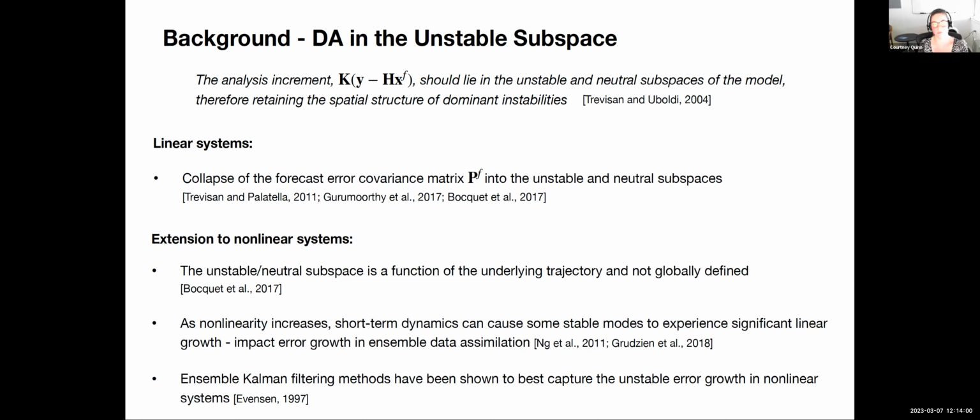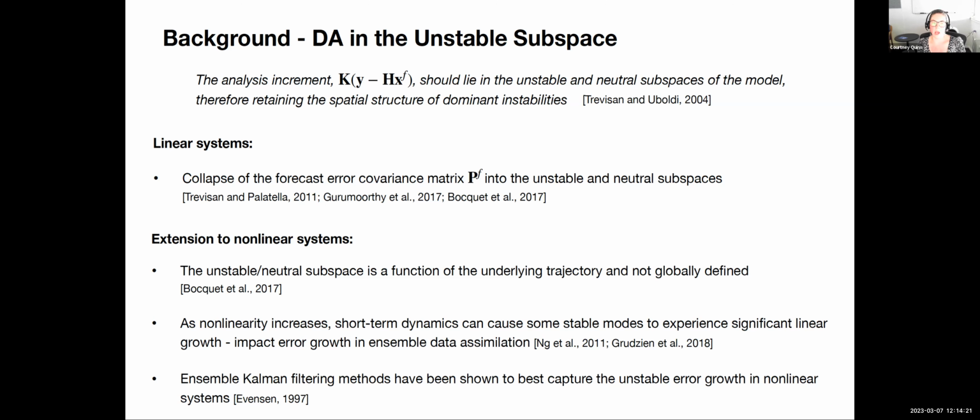Rather than projecting onto a stable subspace, where you won't catch your instabilities. So in linear systems, this was looked at, and it was noted that there's a collapse of the forecast error covariance matrix, P^f, into the unstable and neutral subspaces, right? So that was well established in linear systems.